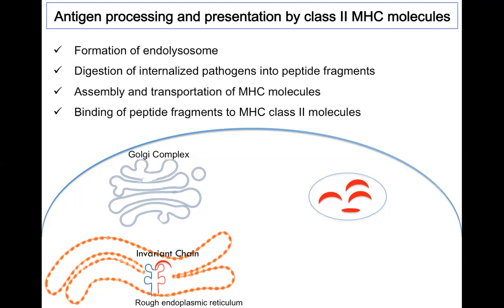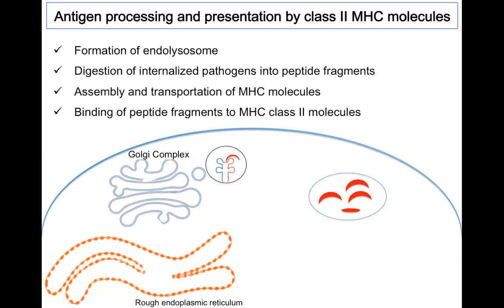So the reason it binds is to avoid the binding of cell peptides, particularly endogenous antigens, which cannot bind because of the invariant chain. Collectively, the class 2 MHC molecule with the invariant chain is known as an MHC invariant chain complex. Now this complex is transported toward the Golgi complex, and the MHC class 2 molecule leaves the Golgi complex, as you can see here.